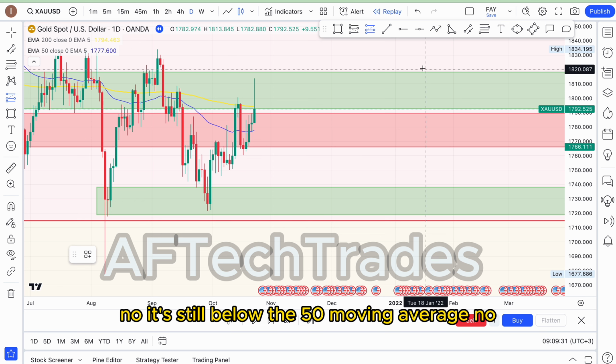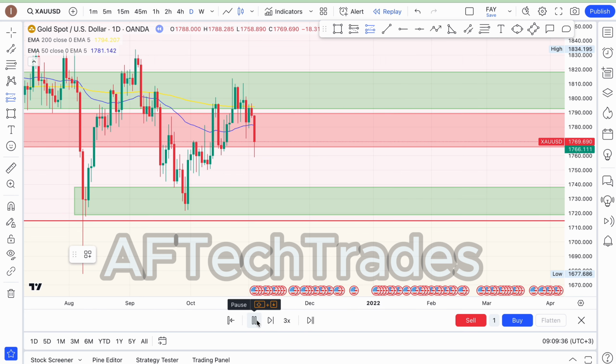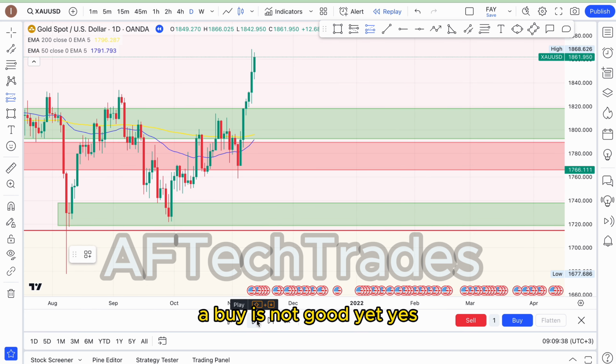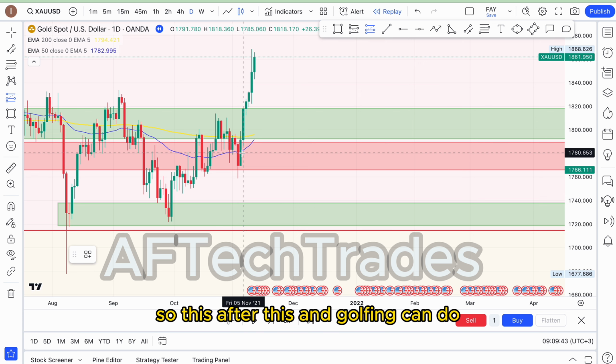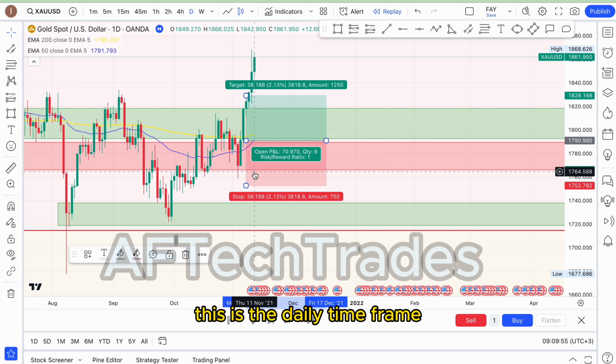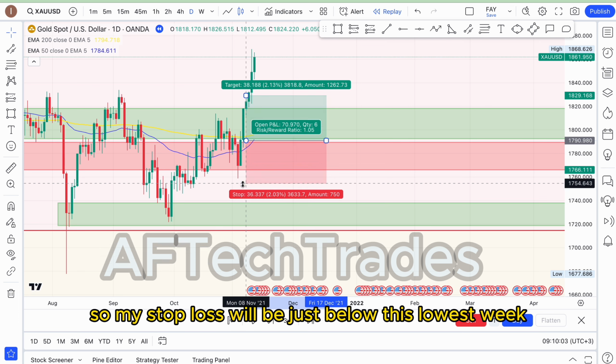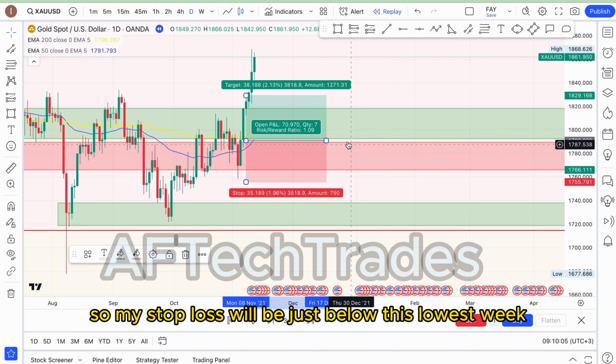No, it's still below the 50 moving average. No, a buy is not good yet. A buy is not good yet. Yes. This is the point of entry here. So after this engulfing candle, I place my buy here now. Buy candle, yes, come in here. After this, place buy. This is the daily time frame. So if I place a buy here, this is the region where this is happening. So my stop loss will be just below this lowest wick here.